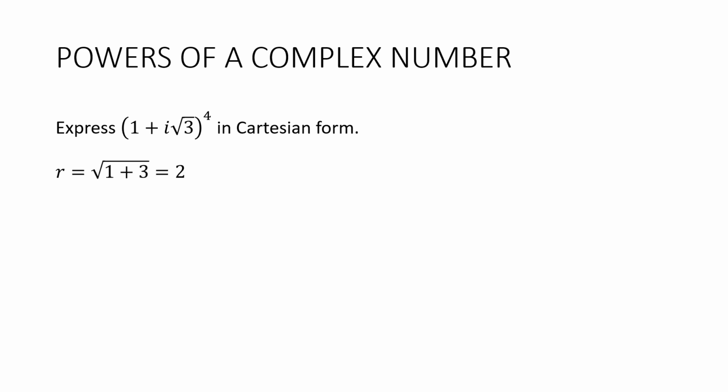Now remember, that means that r, which is the modulus, is going to be the square root of 1 squared plus √3 all squared, which is 2. And our argument, theta, is going to be inverse tan of √3 over 1, which is π/3. So instead of 1 + i√3, we're going to write 2 cis π/3. So let's do that to the power of 4.